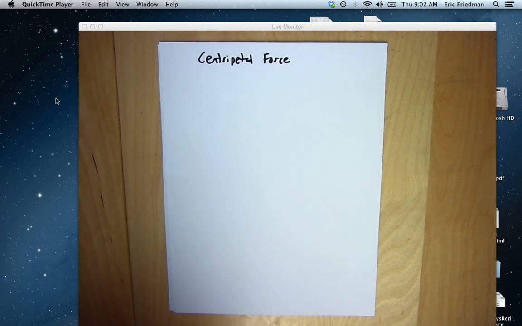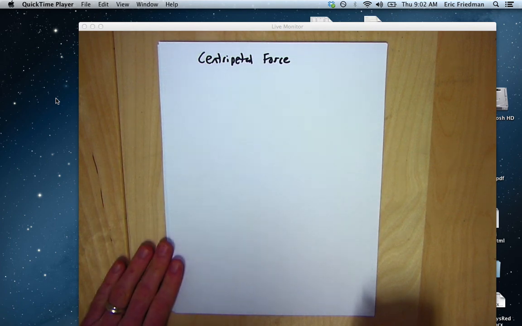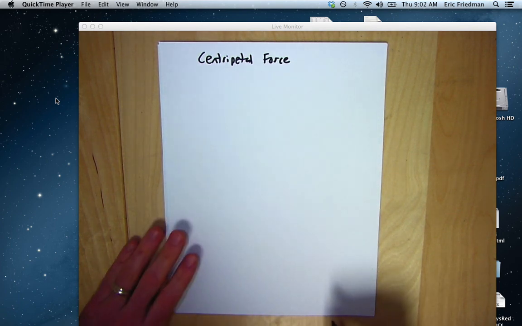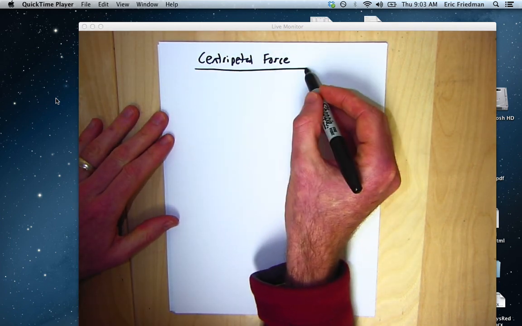Okay, this video is going to be about centripetal force. This is something that we studied a little bit last year and you should know about, but here are some concepts that may be review or maybe new. So let's just start out with an example.